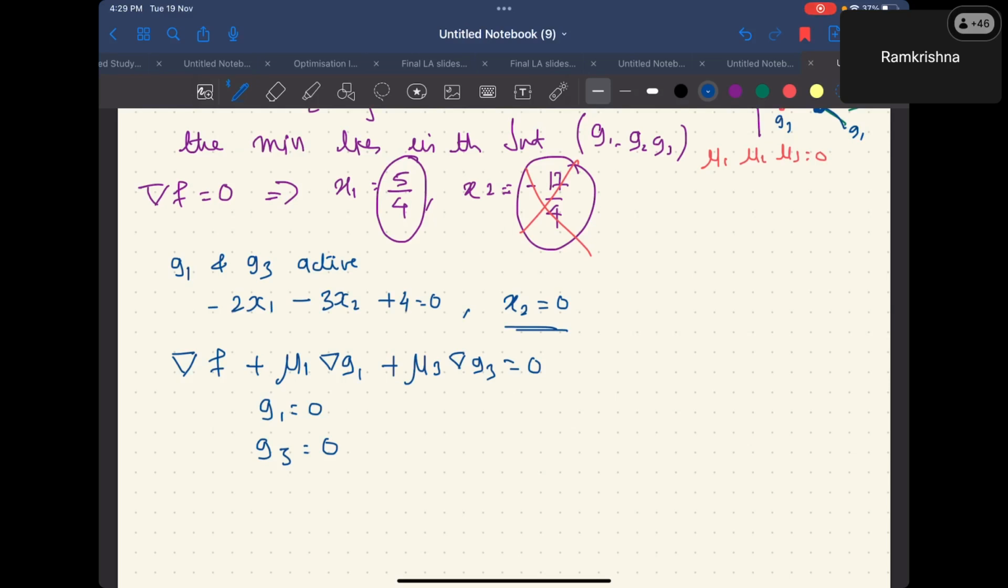Okay, so I'll let you do the steps for later, but I'll just write down the solution that I have. So I have x1 is 2, x2 is 0, mu1 is 6.5, mu3 is negative of 9.5. Is this a good solution?